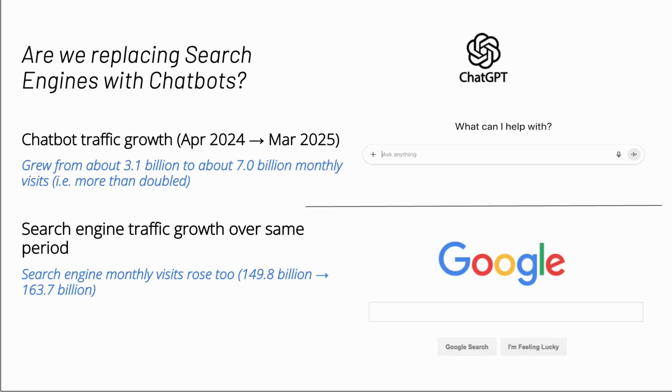So there has been a shift in consumers' approach toward information. Use of chatbots went from 3.1 billion to 7 billion monthly visits from March 2024 to April 2025. However, that is very tiny compared to search engine use, which goes from 149 billion visits to 163 billion. So although chatbots are growing, there is still a huge gap in this space. So there is a cultural shift happening at the moment.